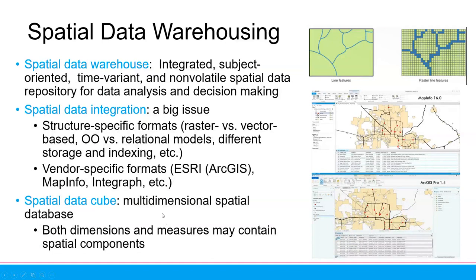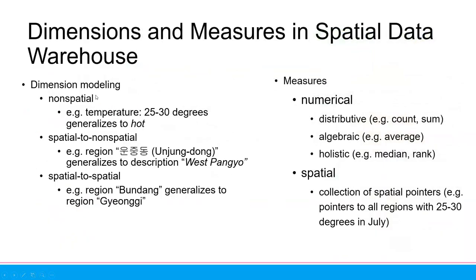When we are dealing with this kind of data, we can also make a data cube. The data cube means we have a multi-dimensional spatial database. Usually this kind of data cube contains at least three kinds of dimensions. Both dimensions and measures may contain spatial components, so you can have spatial data within this data cube.